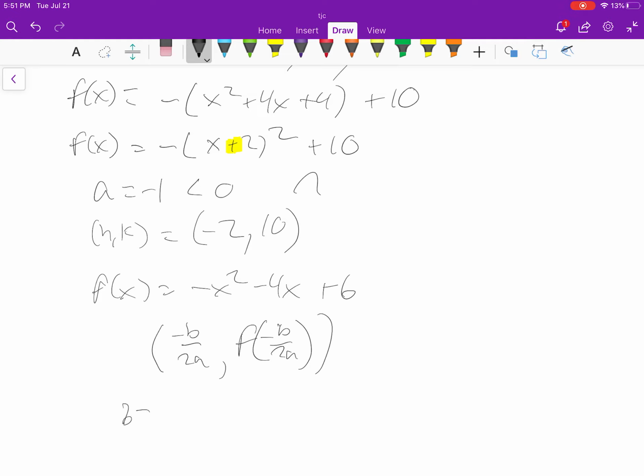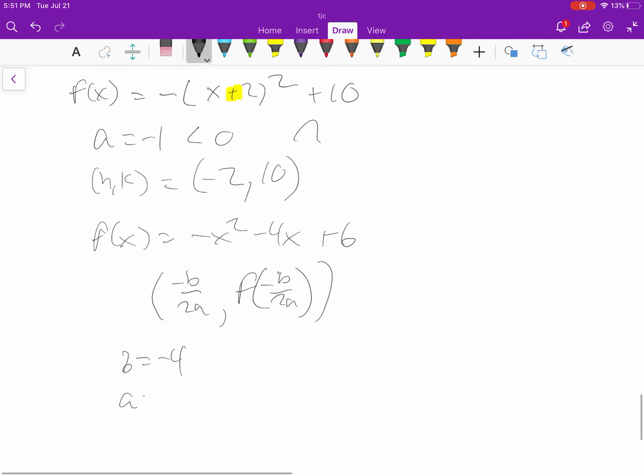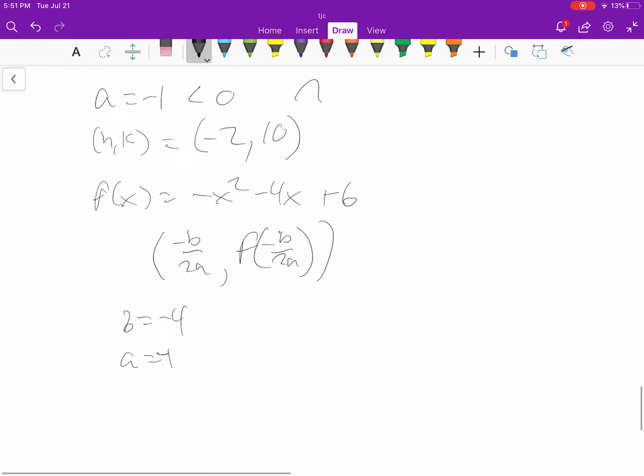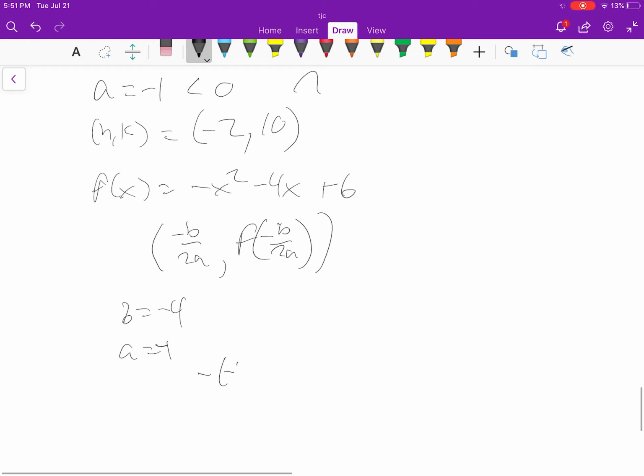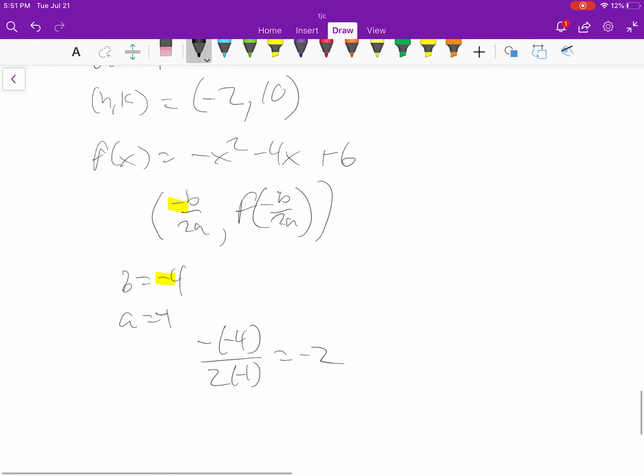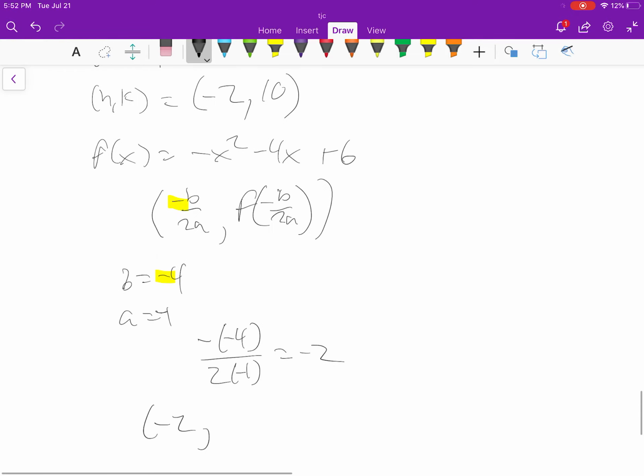So we know b is -4, a is -1, so plug them in. So -b, you're going to have a double negative here, once from the formula, once from the number here, and then divided by 2, and then another negative from the a. This will return -2. So that tells us the x coordinate is -2, which we already knew. Now to figure out your y coordinate, that's what this f of -b over 2a is, you're going to find f of -2. You're going to plug -2 into the function.